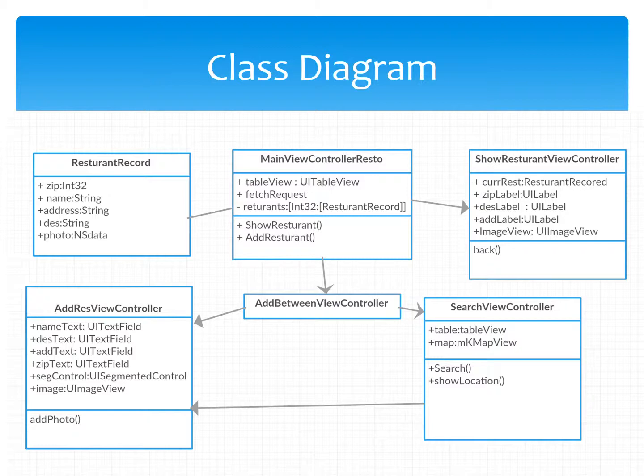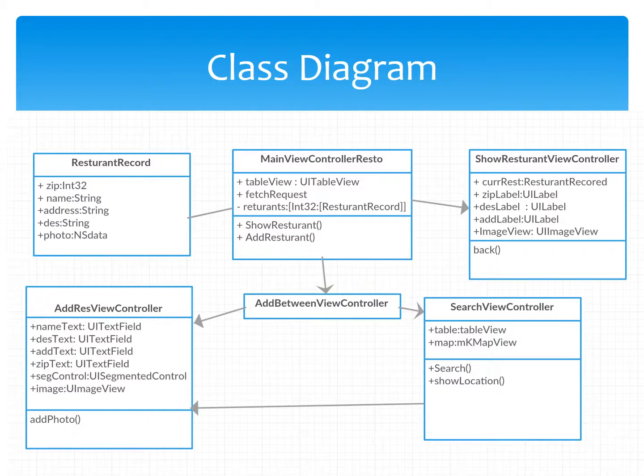So the next thing we have is the add between view controller, which basically does nothing. It's just two buttons, manually and search. And when you choose manually, you get the add restaurant view controller that has all those text fields, so you can fill in all the name, description, address, zip code. It also has a segmented control where you can choose between the camera and the photo library for the photo option, and obviously a function add photo to add the photo.